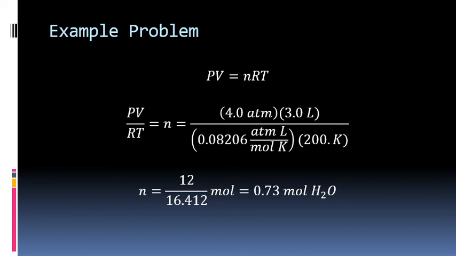Plugging in the values that were given in the word problem would be 4 atmospheres multiplied by 3 liters divided by the product of 0.08206 atmospheres liters per mole Kelvin times 200 Kelvin. And what that would end up being is 12 over 16.412 moles, or 0.73 moles of water vapor.